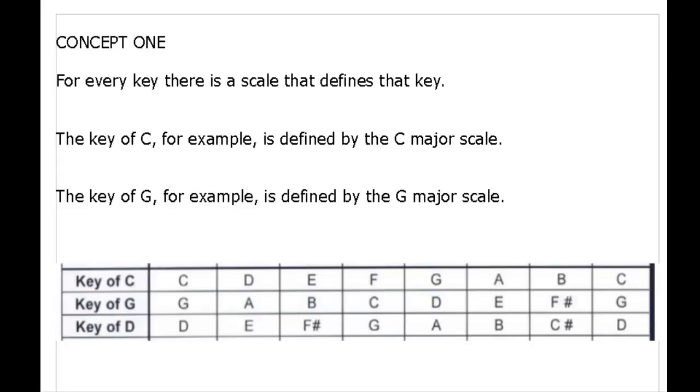For example, on the screen at the moment you'll see we have 3 scales. We have the scale of C, and this relates to the key of C. This is what gives the key of C its sound or its flavour. We have the scale of G, which gives the key of G its particular sound. And also we have the scale of D, which relates to the sound of the key of D.